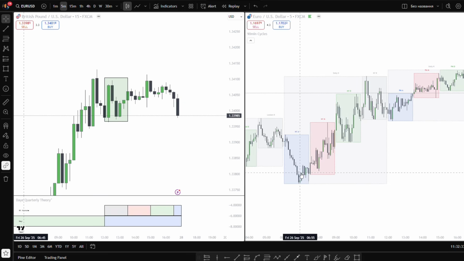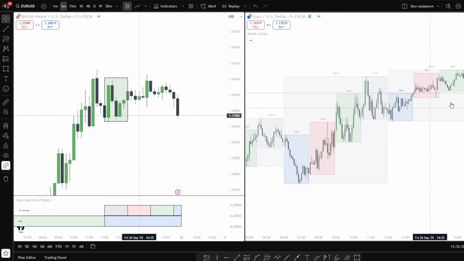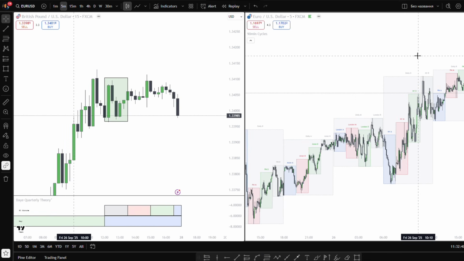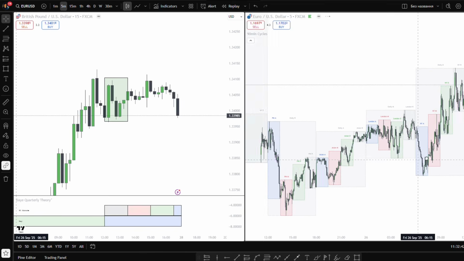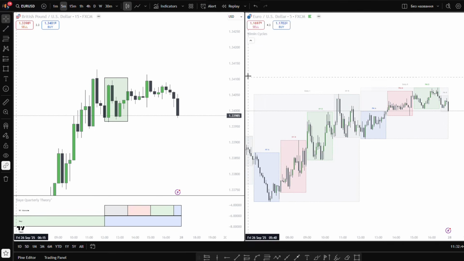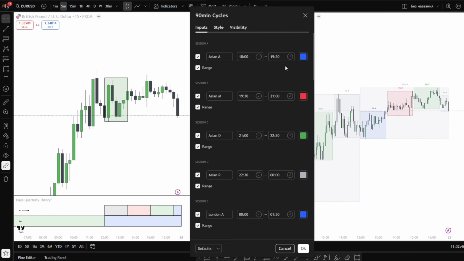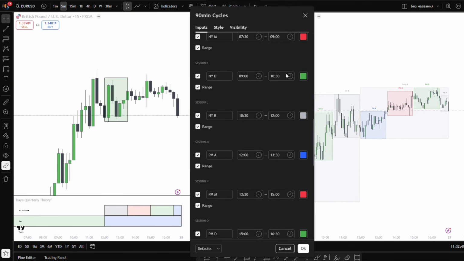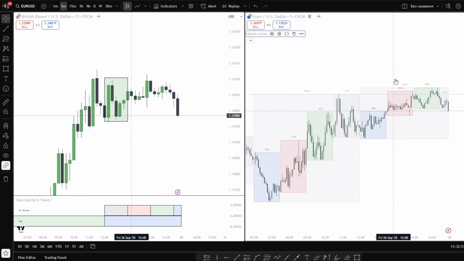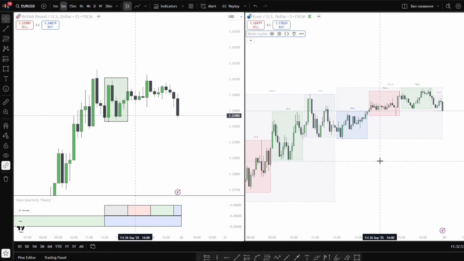The second indicator is called 90-minute cycles. This one draws the cycles directly on the main price chart. It places clear markers for the start and end of each 90-minute period throughout the trading day. You can fully customize the appearance of these markers in the settings to match your trading style. Personally, it's the most comfortable for me.